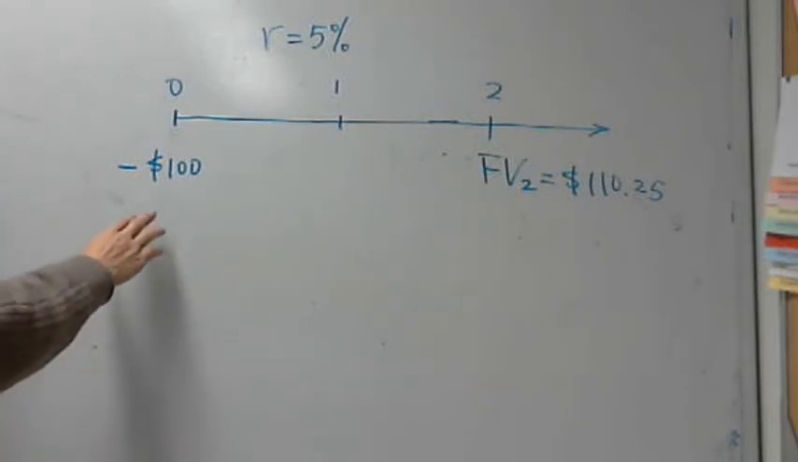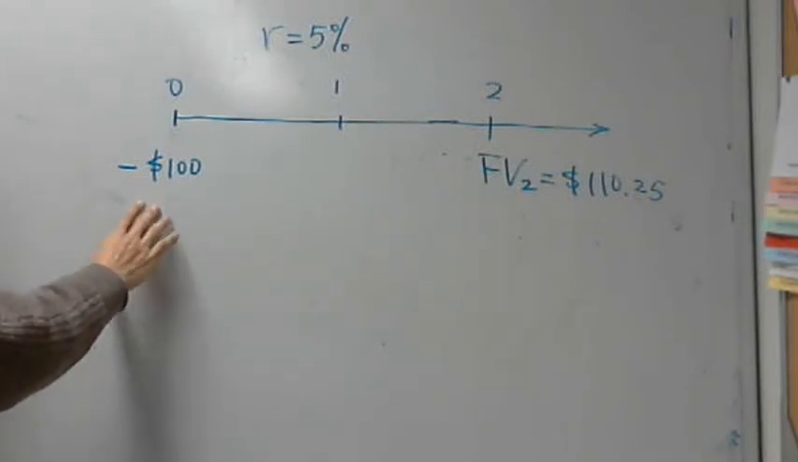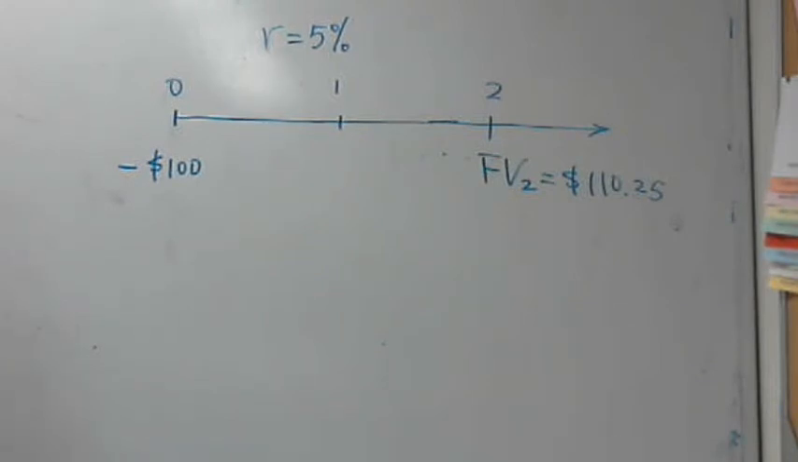On the timeline, we have a cash outflow, $100. We have 2 periods because it happens that one period is 1 year. We already know the ending balance by the end of year 2, which is the future value, is $110.25. Now, let me look at the first concept, the simple interest.